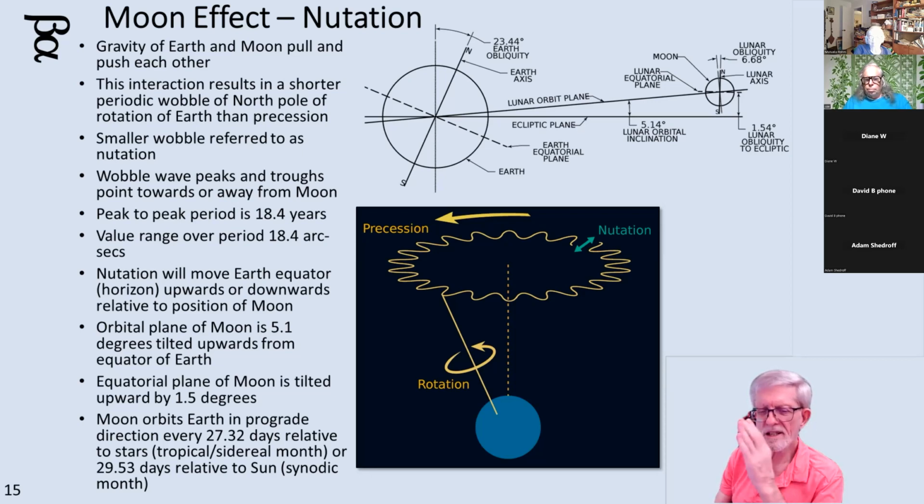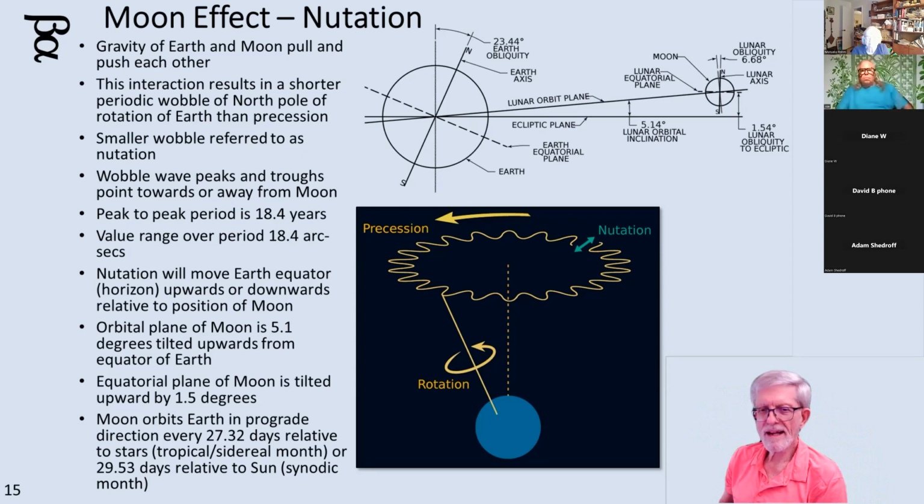The overall range of nutation is 18.4 arc seconds. And each wave of the nutation is 18.4 years. It's just a mathematical coincidence that they're the same numbers, but one is in arc seconds and one is in years. But you can see the sort of top effect of the Earth, that's precession. And then within the top effect, you've got these little wiggles. Those wiggles are courtesy of the moon.